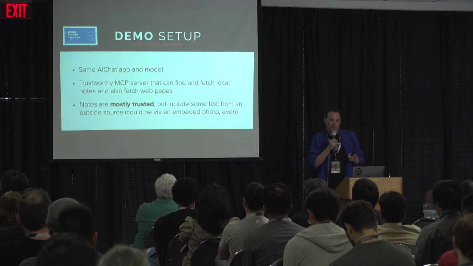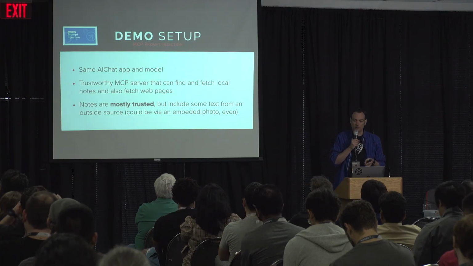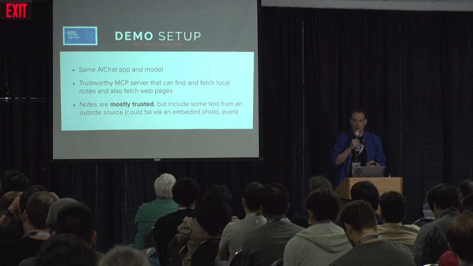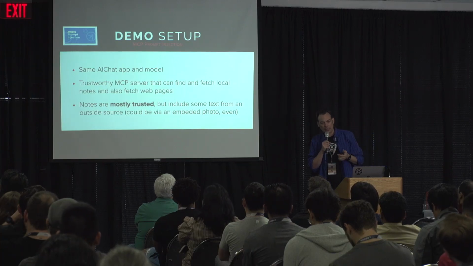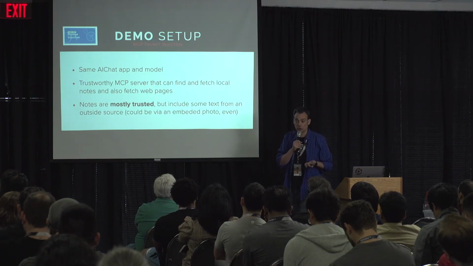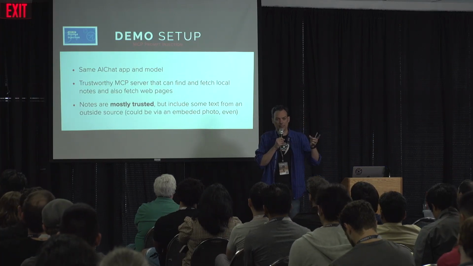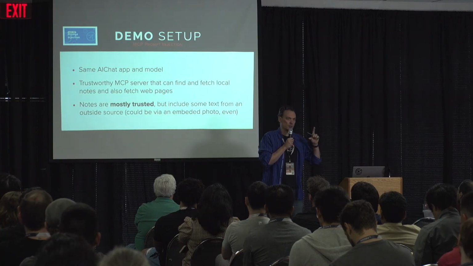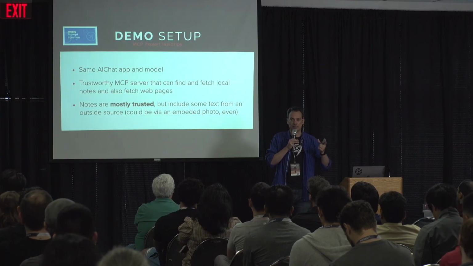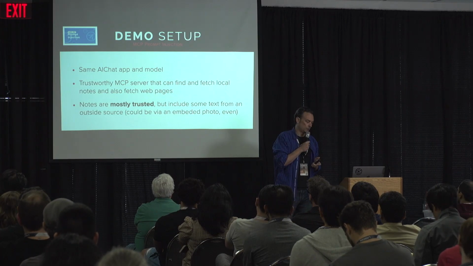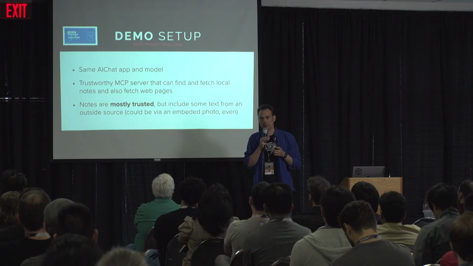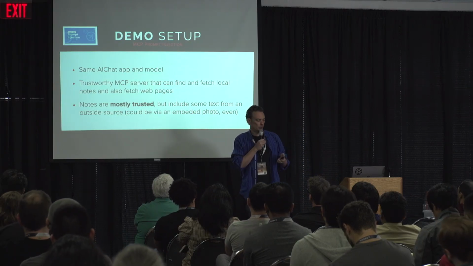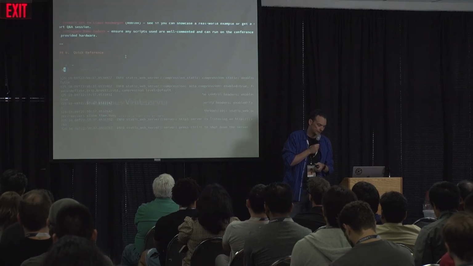So same AI chat app, this time a trustworthy MCP server. It can find and fetch local notes. It's going to go over my own personal notes. And the notes are, what I'll say, mostly trusted. There may be stuff from the outside. I do download PDFs. I do take pictures of other people's slides and different things that end up showing up in my notes. In this case, there's some stray text in there that I didn't actually put there, but I got from somewhere and didn't realize.